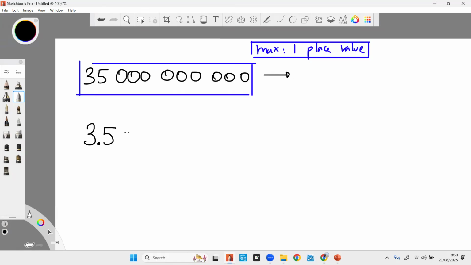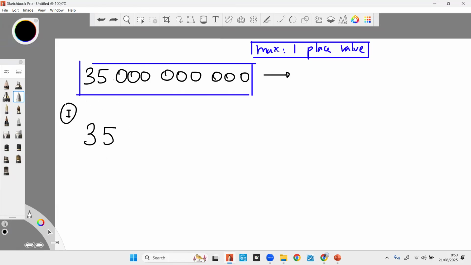Okay, that's the first step. Not done yet, of course. So the first step, we put this as one place value. So 3.5, not 35. Be careful. Why is it not 35? If it is 35, the maximum place value is 10, right? Doesn't make sense. You need to follow the order, follow the rules.